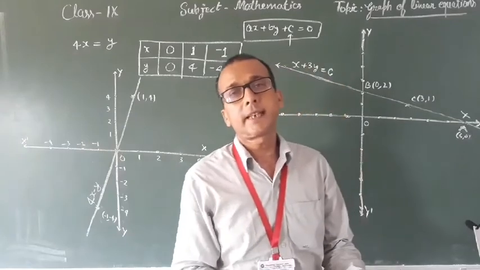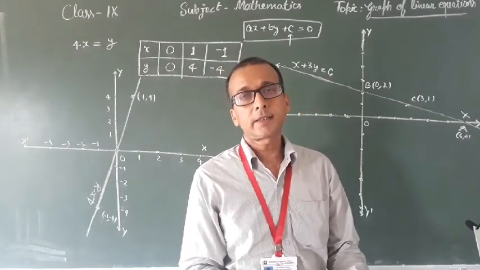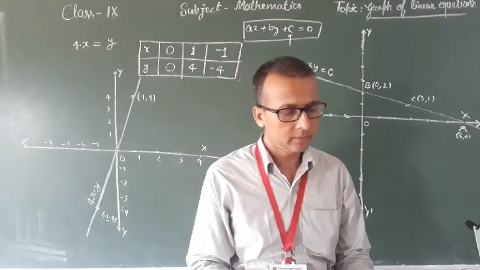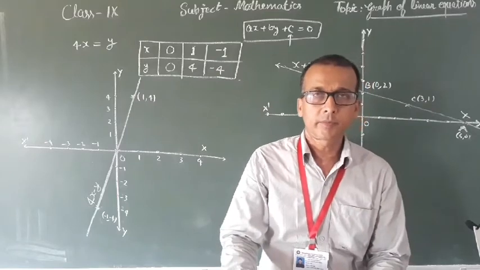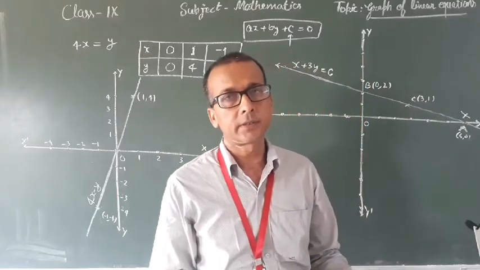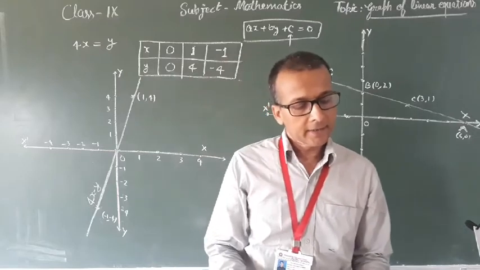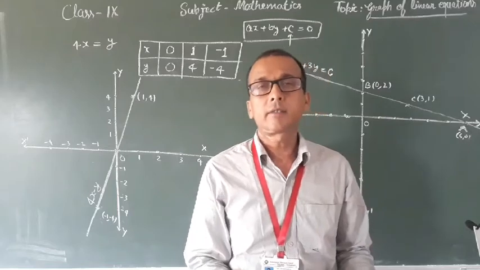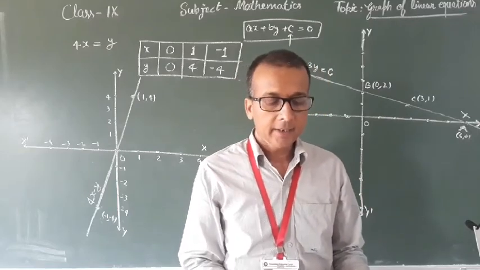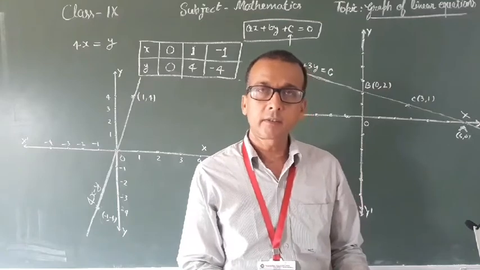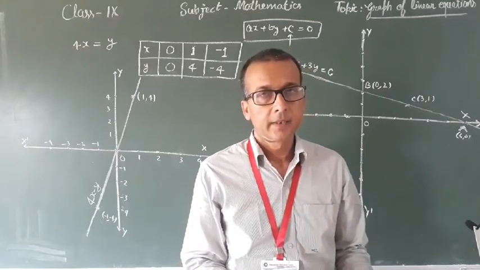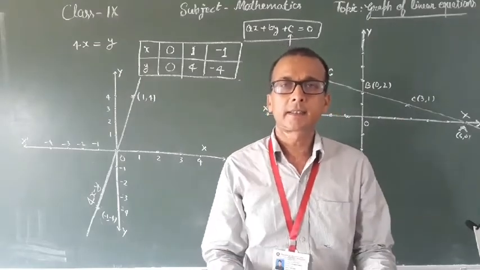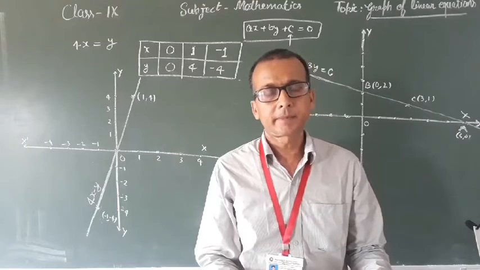Let us solve exercise 4.3. First question is, draw the graph of each of the following linear equations in 2 variables. First equation, x plus y is equal to 4. Second, x minus y is equal to 2. Third, y is equal to 3x. And fourth, 3 is equal to 2x plus y. Dear students, you can easily plot these lines on graph paper.